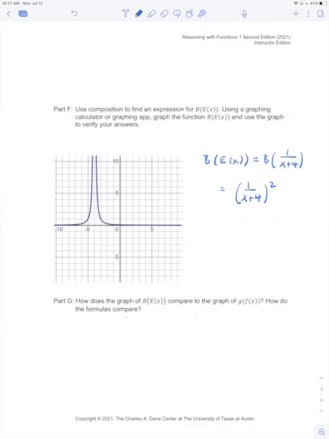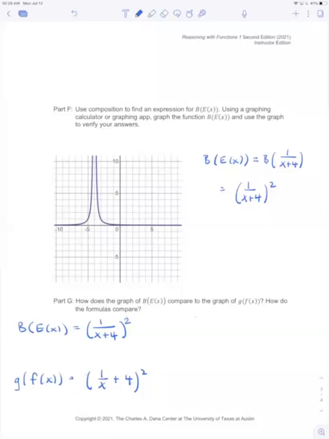Let's go to part G. How does the graph of b of e of x compare to the graph of g of f of x? How do the formulas compare? Okay, let's write these down and compare these. We have b of e of x, and this is the same thing that we have just written above, but I'll copy it down here. We have 1 over x plus 4, that entire fraction squared, and then we have g of f of x, which we found to be 1 over x, then plus 4, and all of that being squared.